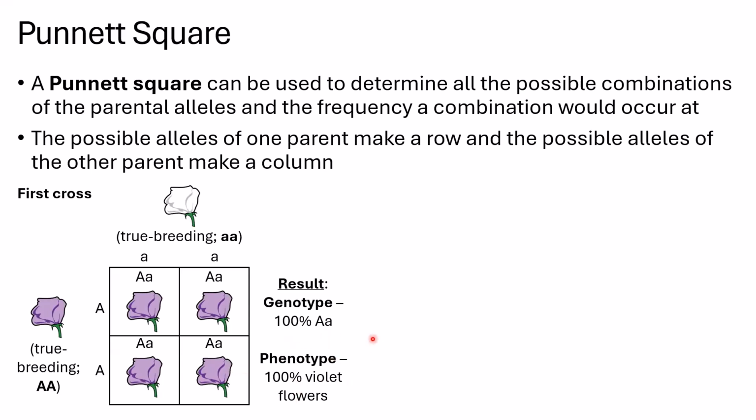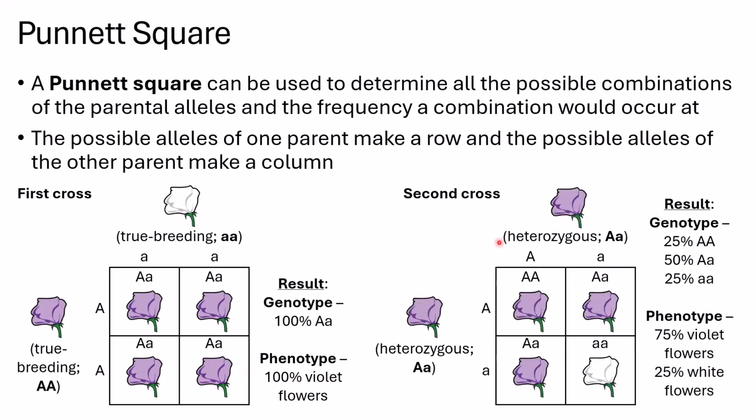Now let's look at the second cross from the self-fertilization of the F1 generation. The parents are all heterozygous and have one uppercase A and one lowercase a. For the first parent, we will put the uppercase A in the first row and the lowercase a in the second row. For the second parent, which is just itself, we will put the uppercase A in the first column and the lowercase a in the second.